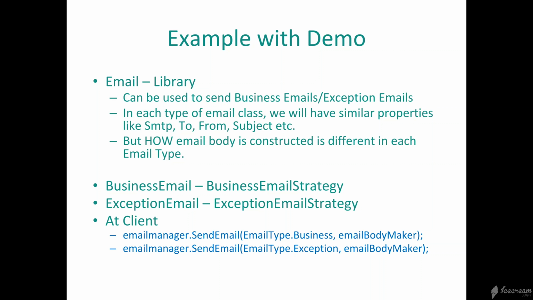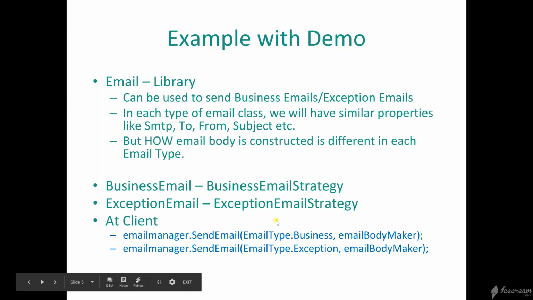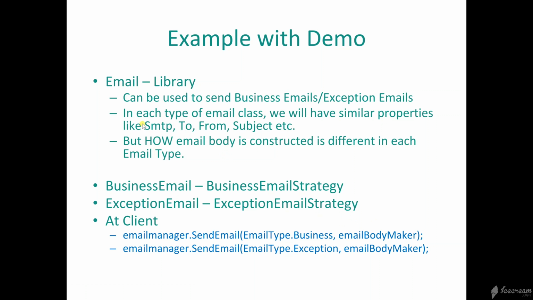So we have two classes, business email strategy and another class, exception email strategy. We use the strategy pattern. We hide the algorithm from the client, and at the client we would use something like email manager send email, and we can pass what type of strategy we want to use, business or exception, and we can pass another parameter to construct the email body maker. So this is a very good example of using a strategy pattern. Let's move to the actual code implementation for this.